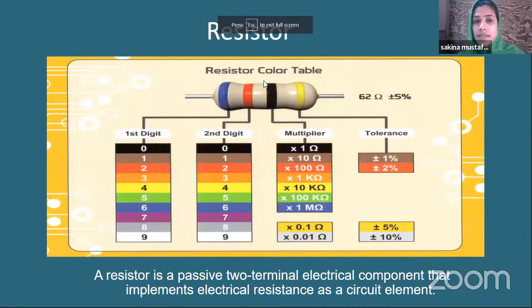So you can see the resistor. This is a color table for the resistor. This is the first digit. This is the second digit. This is the third. This is a multiplier with the ohms, and this is a tolerance, meaning how much the tolerance is.